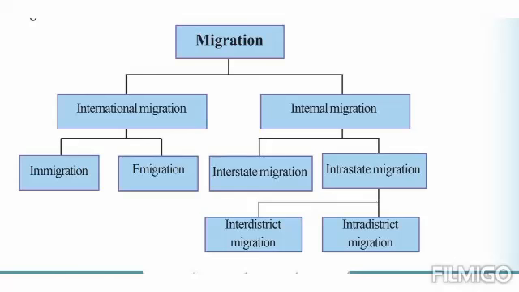The next type is intrastate migration. Migration of people within the state is known as intrastate migration. This intrastate migration is again classified into two types. One is inter-district migration. Inter-district migration means the migration across the district boundaries. For example, large-scale migration of farmers to Malabar from central Travancore in the first half of the 20th century is an example for inter-district migration.